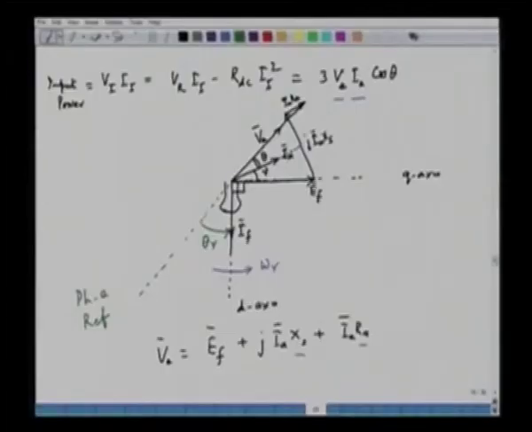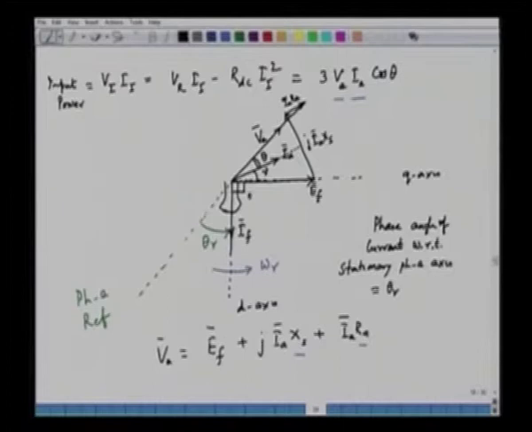Now, what is the phase angle of the current IA with respect to the stationary phase A axis? That is equal to theta r plus pi by 2, this angle being a right angle, so we add pi by 2 here, plus gamma. Gamma is the angle between the q axis and the current phasor.